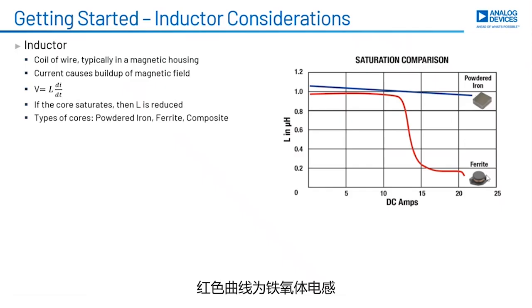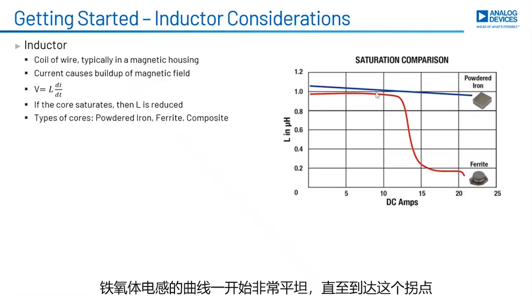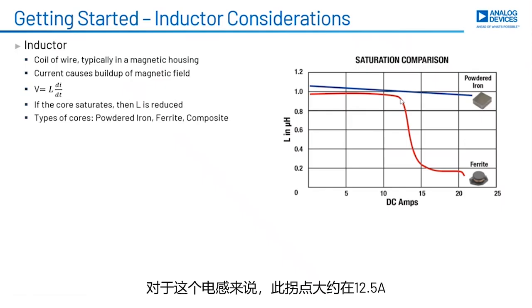The red curve is for the ferrite inductor. And the ferrite inductor has a very flat curve until you get to this knee point. And above this knee point, which for this inductor is maybe around 12.5 amps, all of a sudden the inductance drops precipitously. And down here at 15 or 17 amps, you have only 20% of the effective inductance that you started out with. So why does that matter?